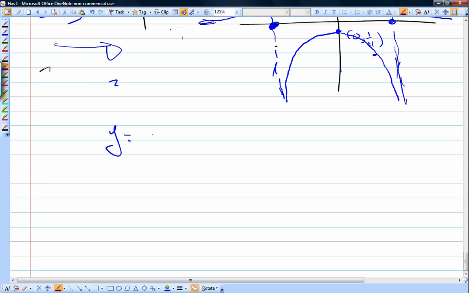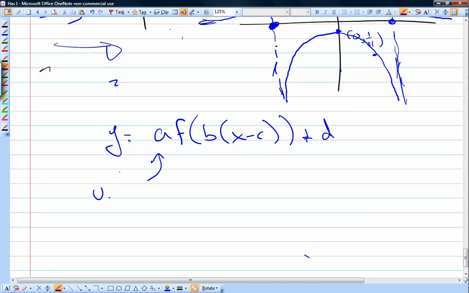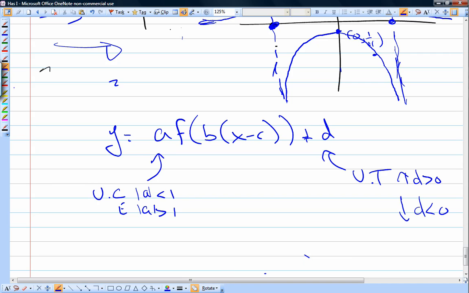Okay, so we looked at y equals a f(b(x minus c)) plus d. Vertical compression or expansion. Vertical translation. Okay, we compress a less than 1, a greater than 1, and remember we're dealing with absolute values here. Vertical translation, up, d is positive, down, d is negative. Horizontal compression, horizontal expansion. Okay, compress when we're big, expand when we're small, the opposite.